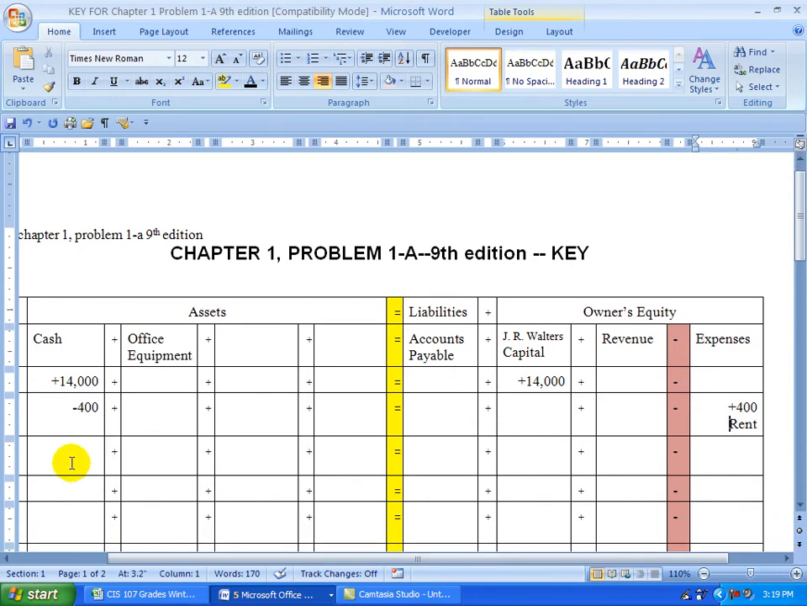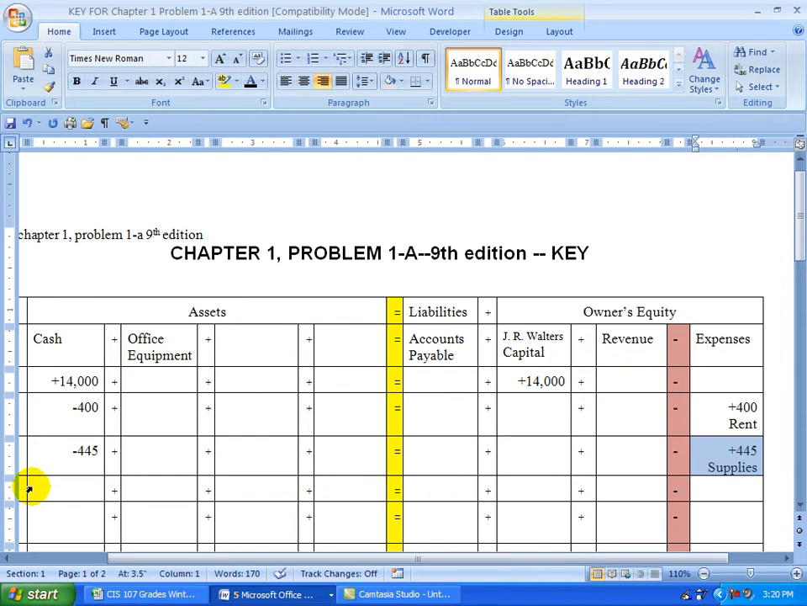Looking at letter C, we bought office supplies paying cash for $445. So cash is going to be getting smaller, so it's going to be a minus 445 to cash. And we are spending this on supplies, which is an expense. So we go to the expense column, and it's going to be an increase, and we label it supplies.